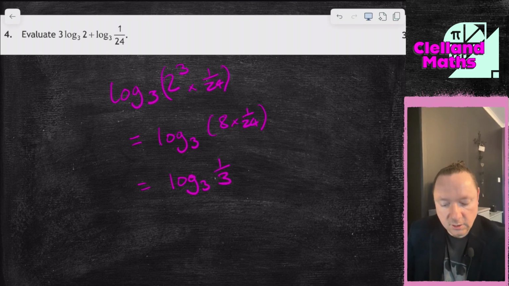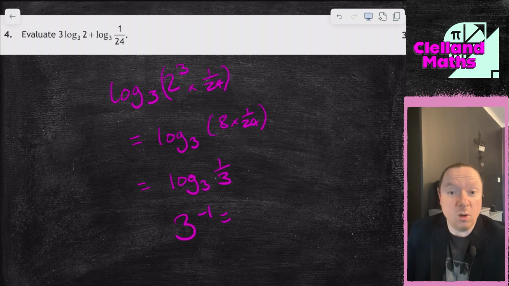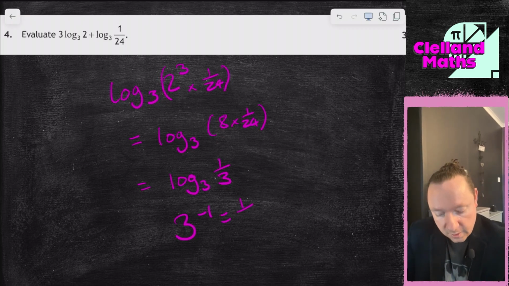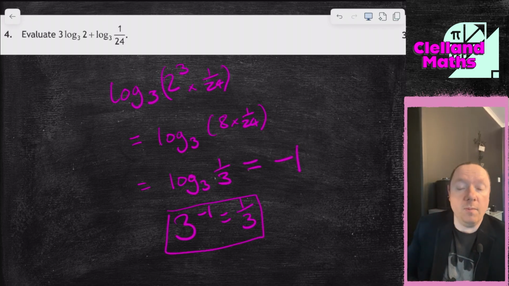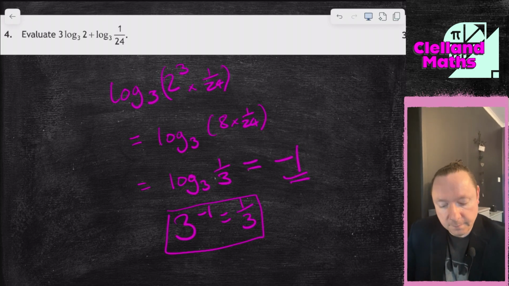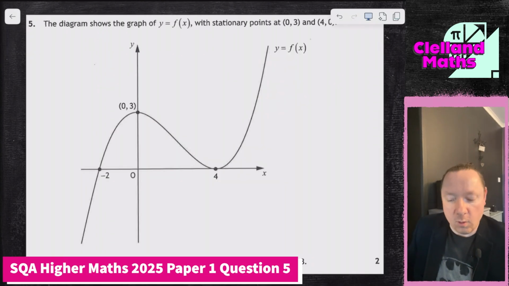So what does that tell us? Well, 3 to the power of something is a third. 3 to the power of minus 1 is the same as a third because it's 1 over 3 to the 1. And therefore the answer to that question is minus 1. 3 to the power of minus 1 is a third. And we're done there. SQA Higher Maths 2025, paper 1, question 5.